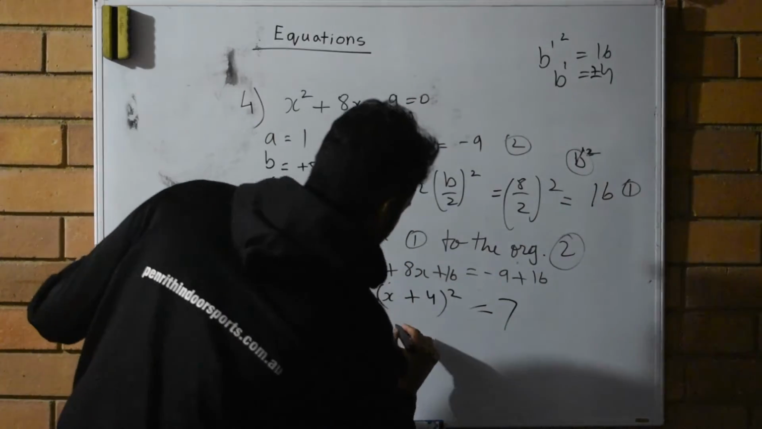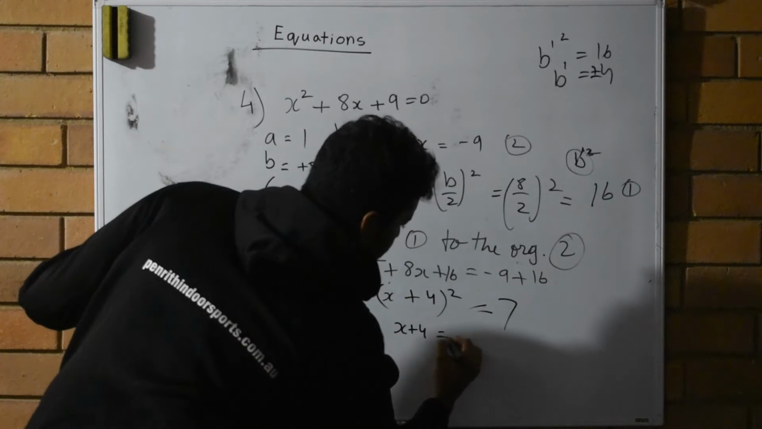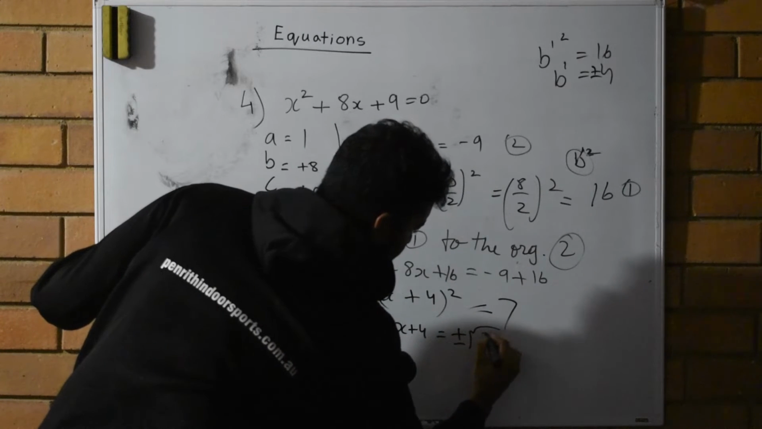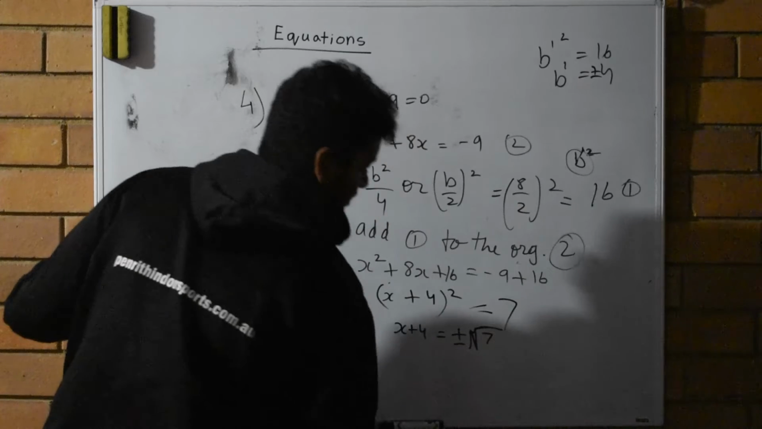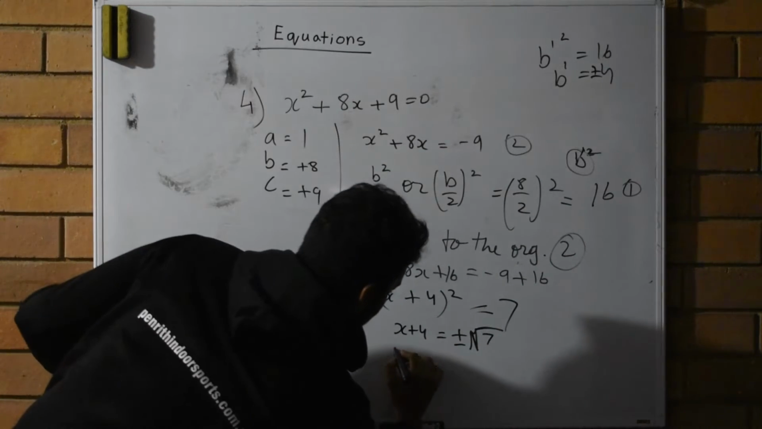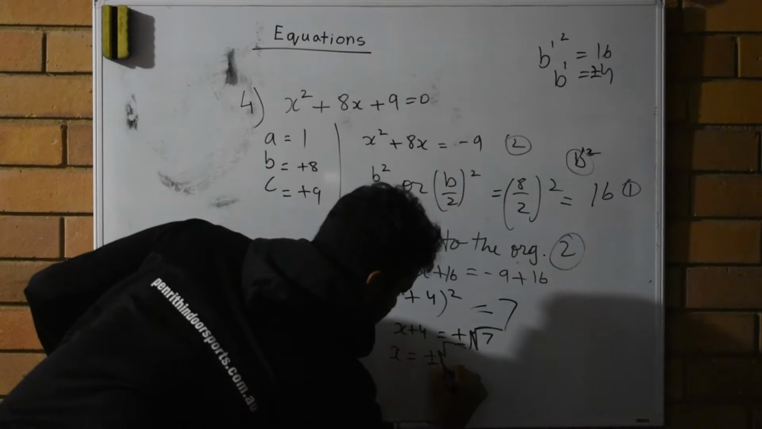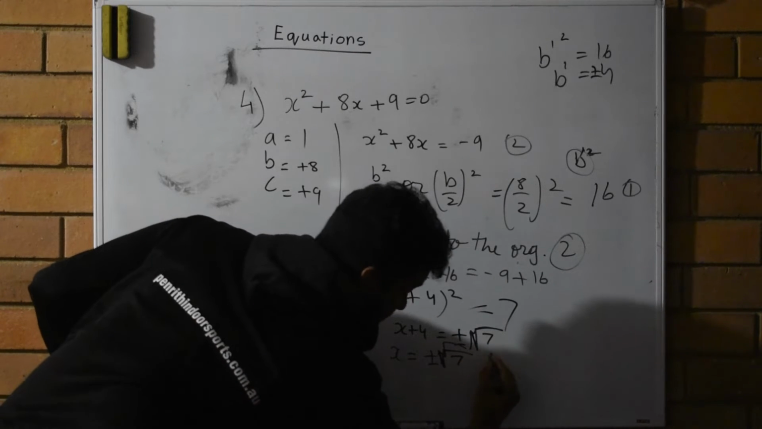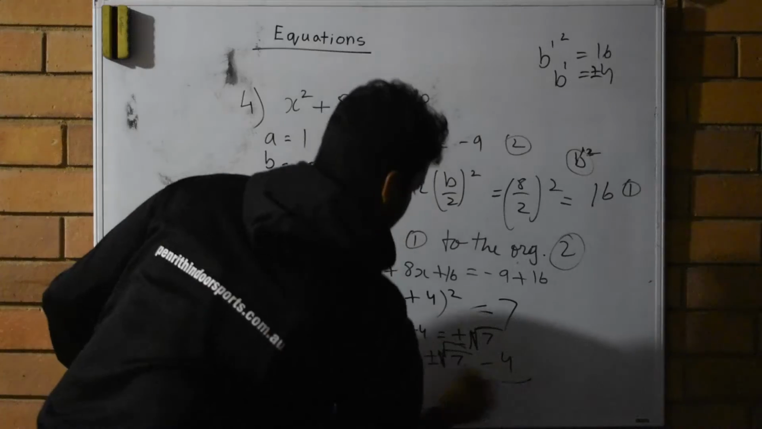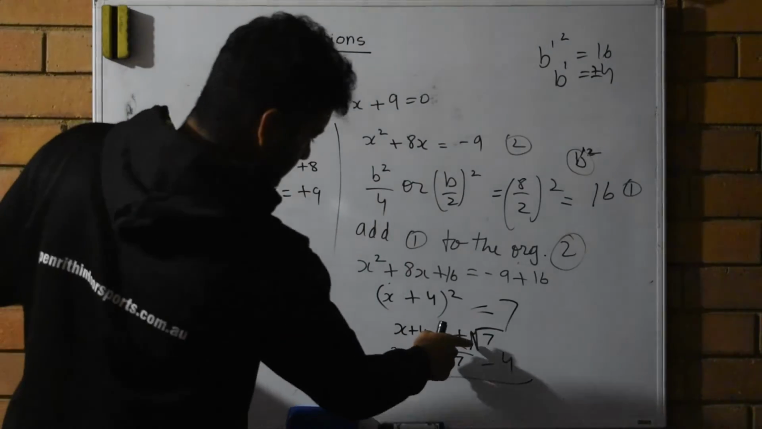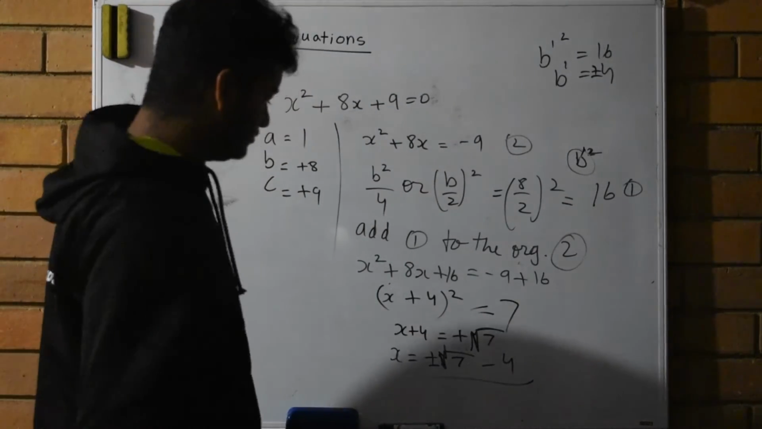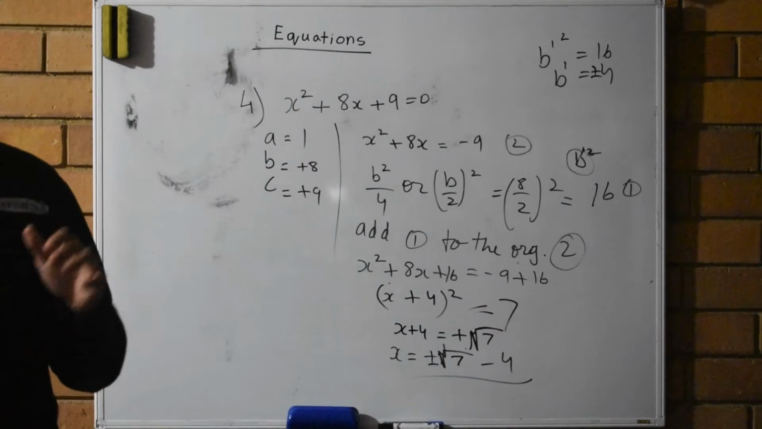So now x plus 4 gives me plus minus square root of 7. That's not a square root, that's the square root of 7. And x would just give me plus minus square root of 7, minus 4 for sure. That's the answer. That's the square root symbol. Yeah. Comment down how you went.